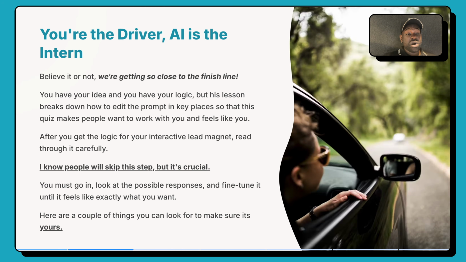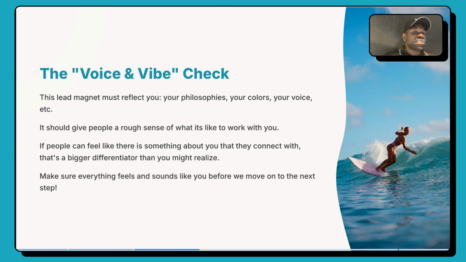Now, I could go on and on about that forever because I think that's just something people are forgetting, but make sure you go through every piece of the logic perfectly. The second part is the voice and vibe check. And what I mean by that is, you remember how on the path, how I was talking about a path to you?